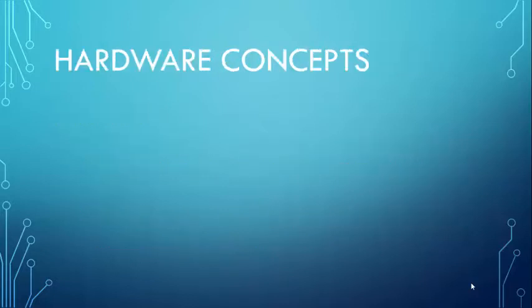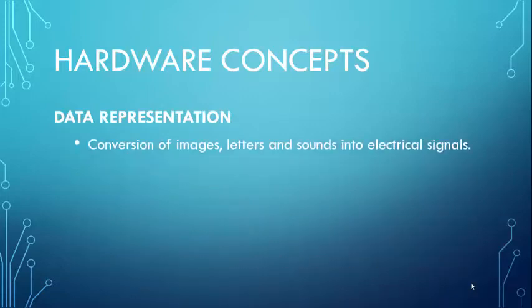What are the hardware concepts? First is the data representation. Data representation is the conversion of images, letters, and sound to digital electrical signals. Here, a digital electrical signal refers to a combination or sequence of on and off signals.